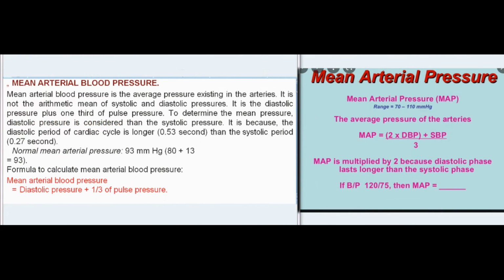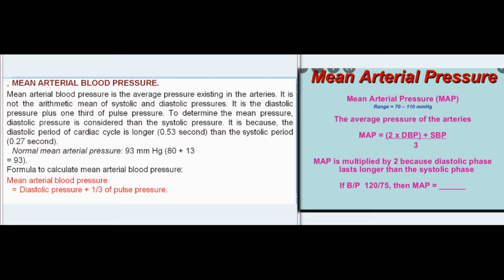Mean arterial blood pressure is the average pressure existing in the arteries. It is not the arithmetic mean of systolic and diastolic pressures. It is the diastolic pressure plus 1/3 of pulse pressure.